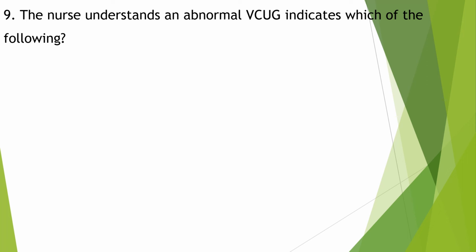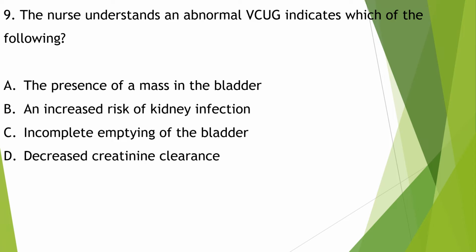The nurse understands an abnormal voiding cystourethrogram, that is VCUG. Voiding cystourethrogram indicates which of the following: the presence of a mass in the bladder, an increased risk of kidney infection, incomplete emptying of the bladder, decreased creatinine clearance.